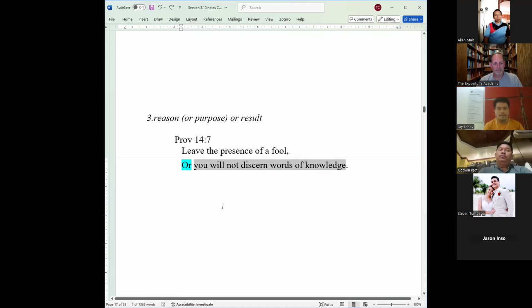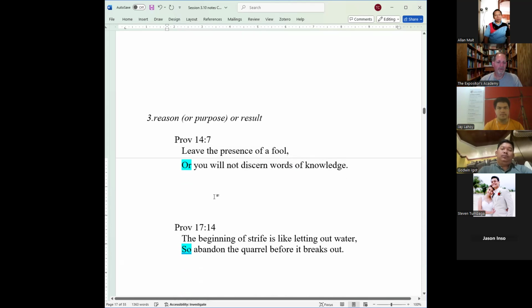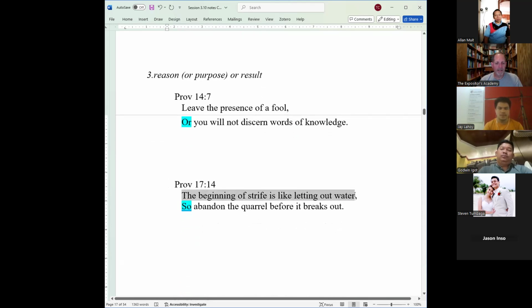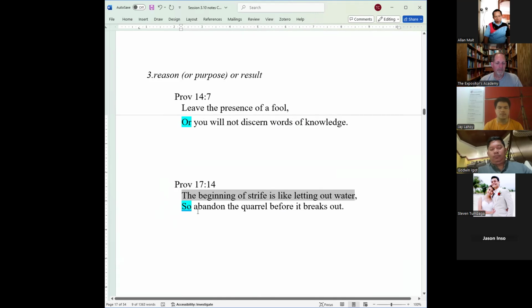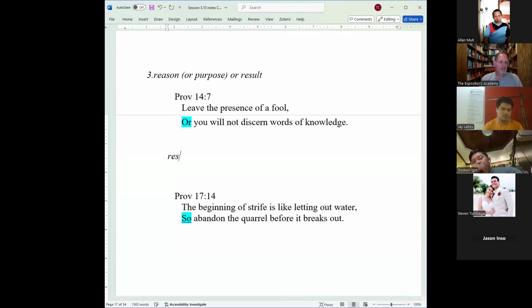All right. Second example. The beginning of strife is like letting out water, so abandon the quarrel before it breaks out. So he's explaining, why do you abandon the quarrel? Because the beginning of strife is like letting out water. All right. So the first line gives the reason for the second. So in this upper one, it's developmental, result, a reason. Second line gives the reason for the first.